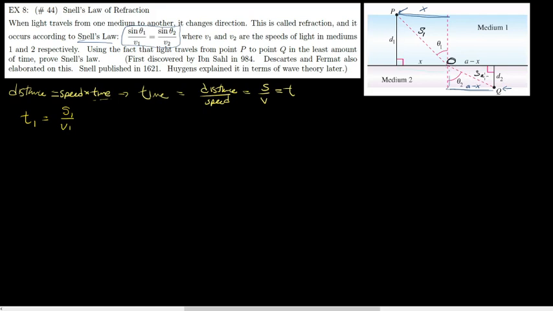Likewise, as it travels through medium 2, the time that it takes, T2, will be the distance S2 divided by V2. Okay? And so it's pretty clear that total time, I'll call capital T, is just the sum of the two times, right? It's the time that it takes to go from point P to point O, that's T1, plus the time it takes to go from point O to point Q, that's T2. Okay? So in terms of V, this is S1 over V1 plus S2 over V2.